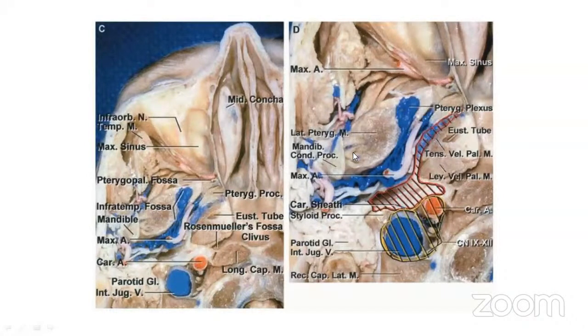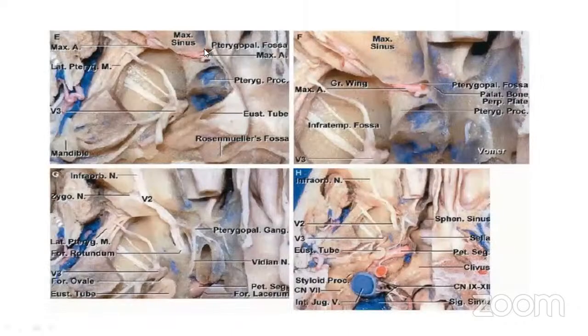Here is the infratemporal fossa. If we remove this lateral pterygoid muscle, we will be entering into the infratemporal fossa. So here we have removed the medial pterygoid muscle to expose the infratemporal fossa. So this is the infratemporal fossa. This is the lateral pterygoid muscle.